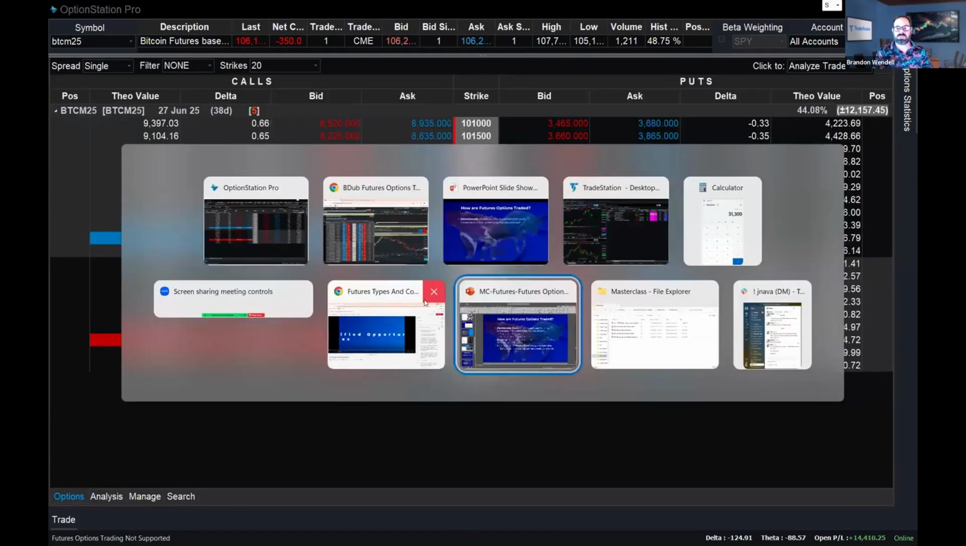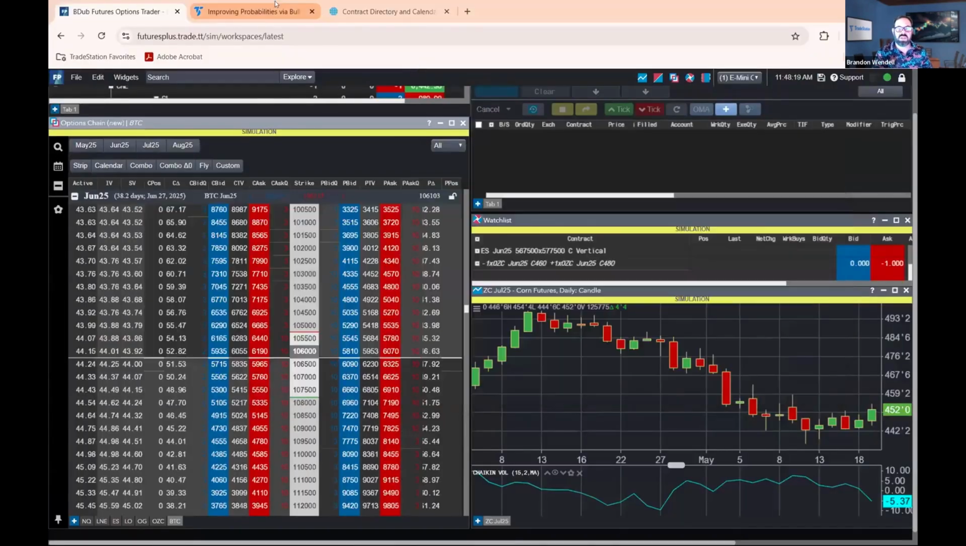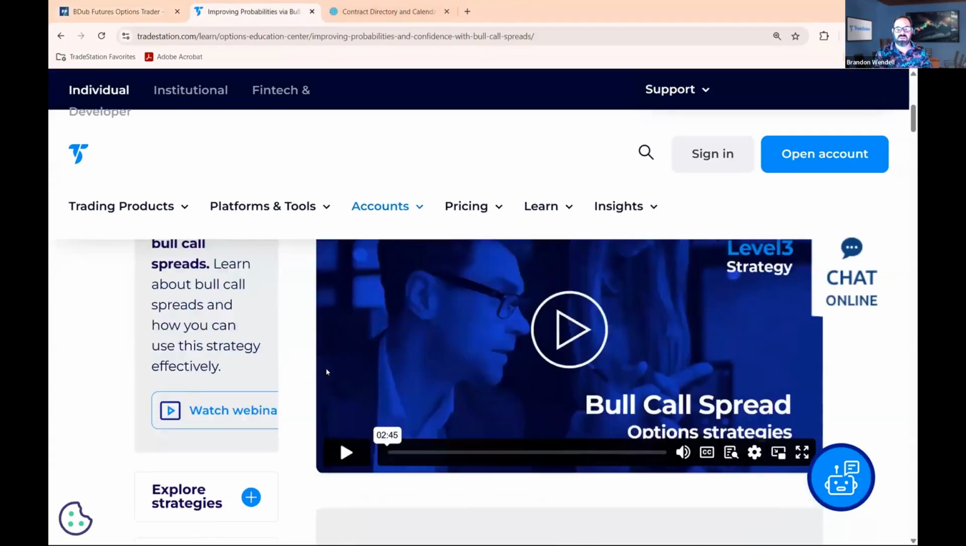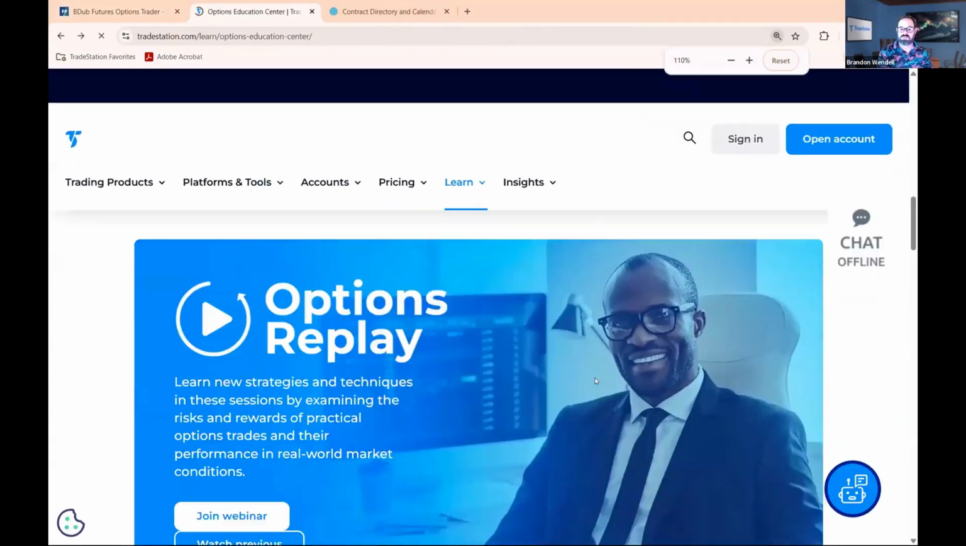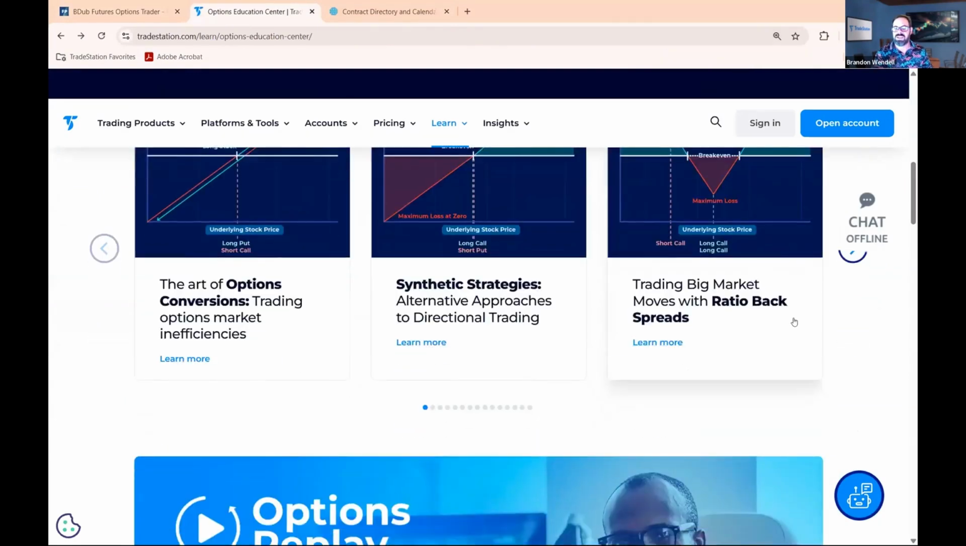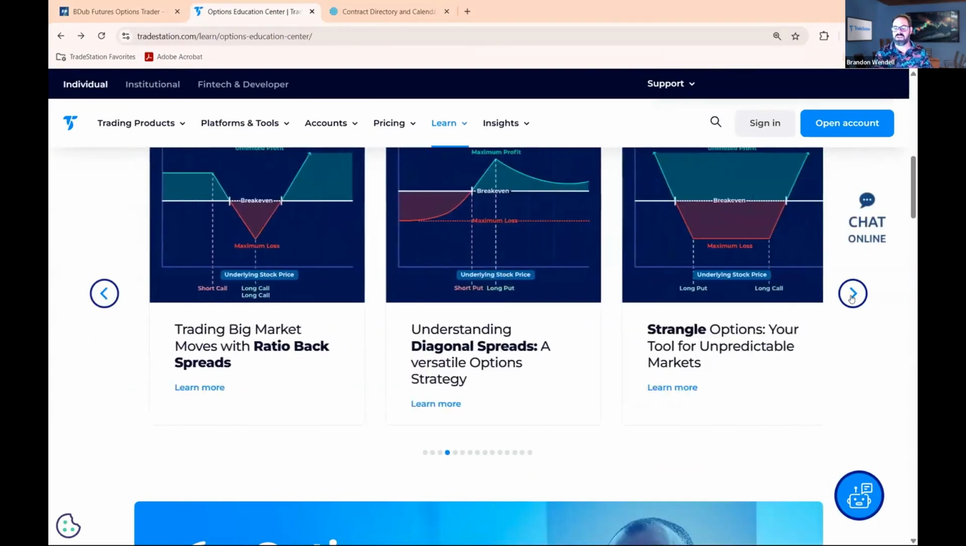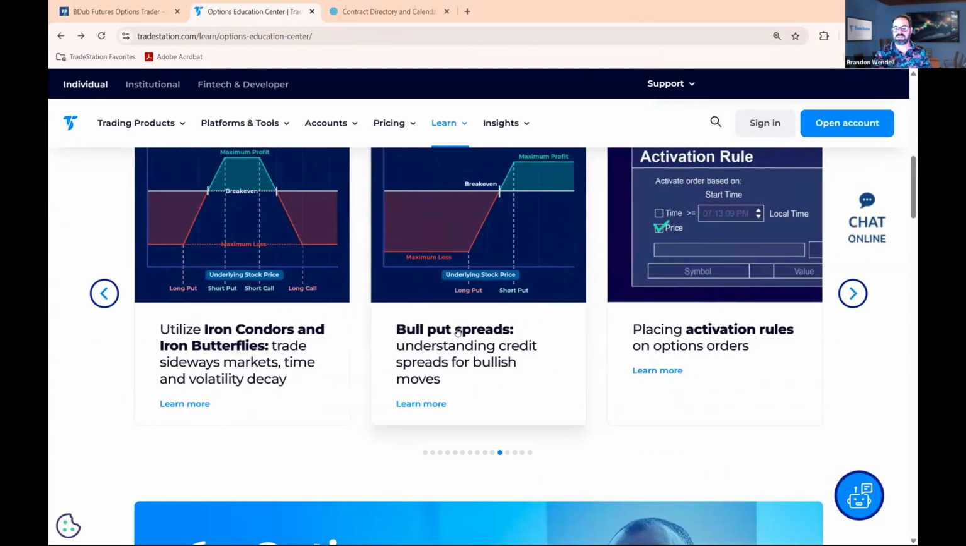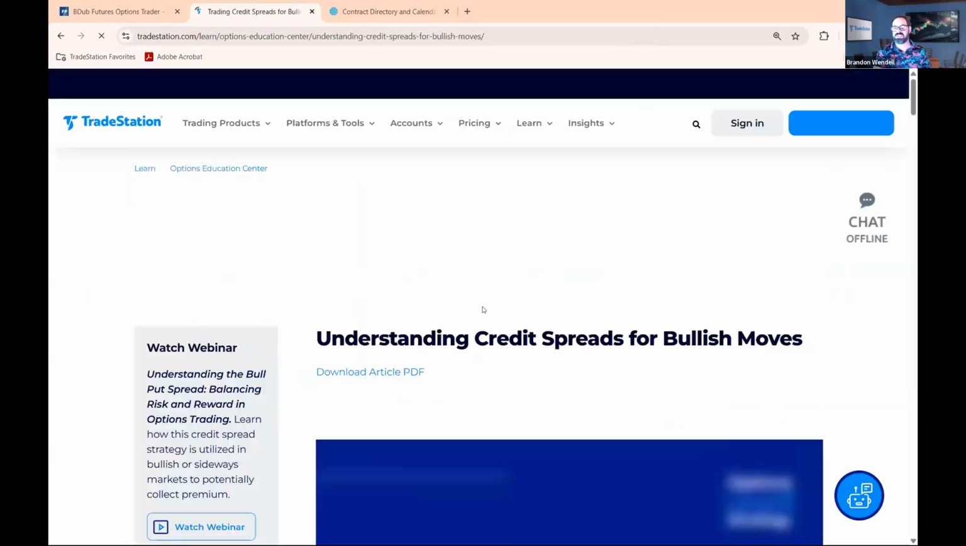Oh, I was on the right spot, wasn't I? No, it wasn't. There it is. And we go back to the education. Oh, that's why I'm zoomed in. It's like, why does this look so weird? And the other bullish spread is right there, bull put spreads. Perhaps you do that strategy instead.